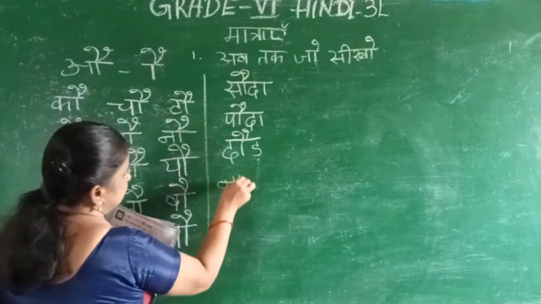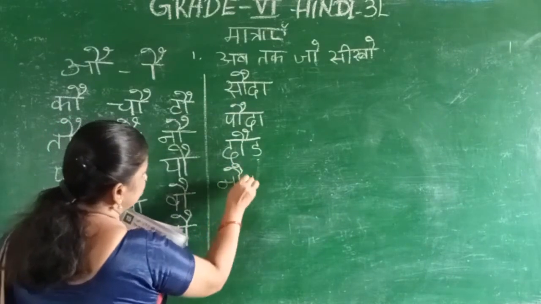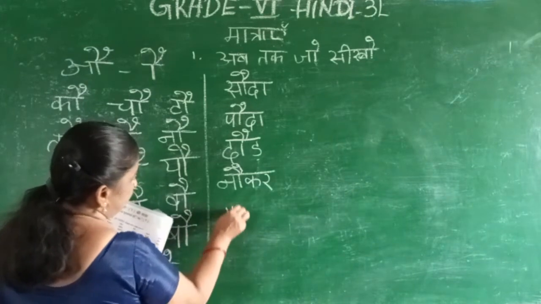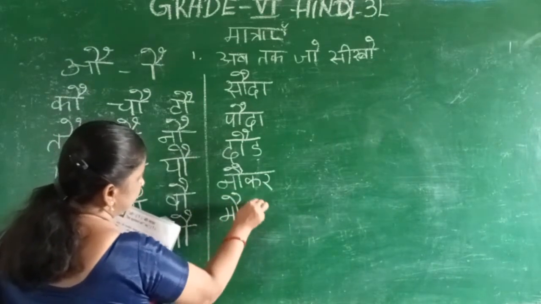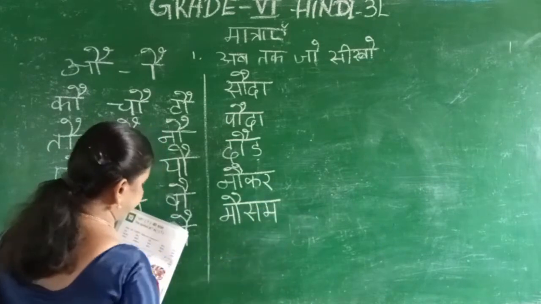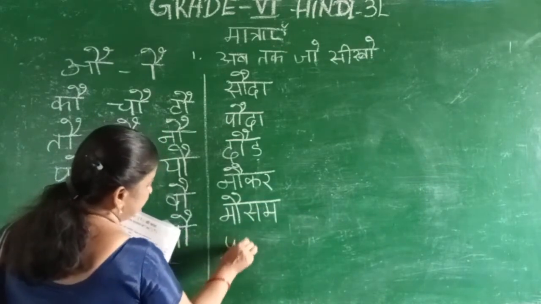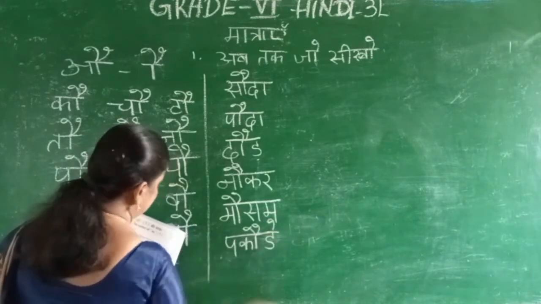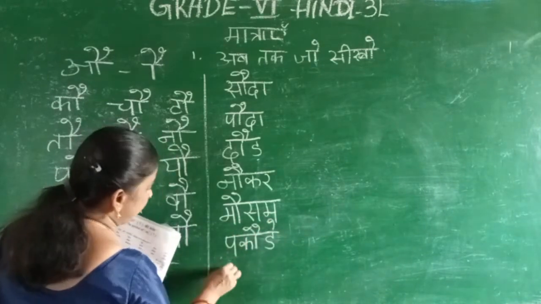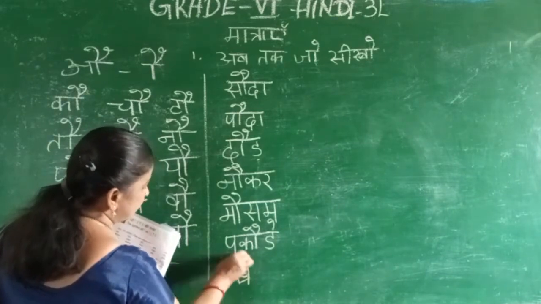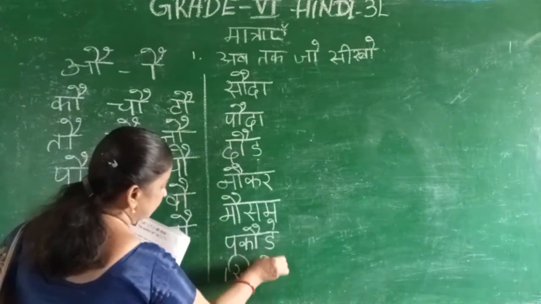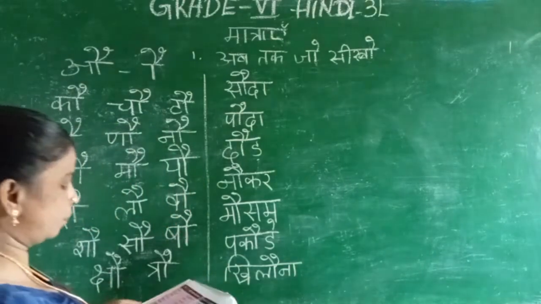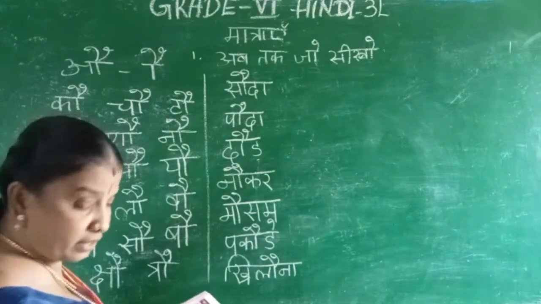Now, three letters. Naukar. And mausam. Pakaude. And next, khilauna, khi, lau, na, khilauna. And a few words are in our books for Au ki matra.